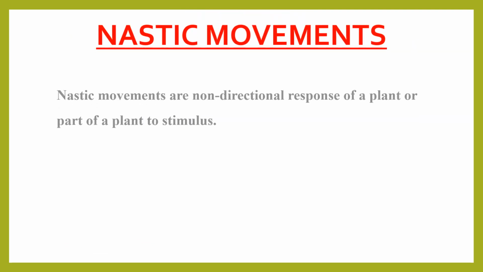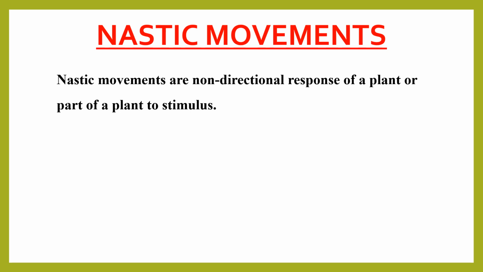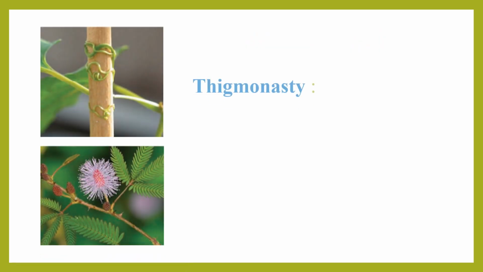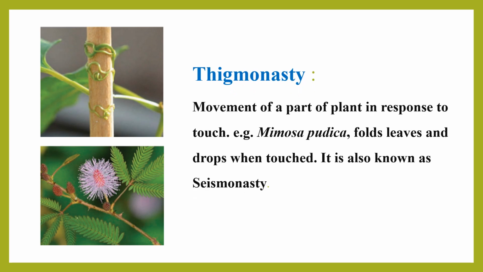Nastic movements. Nastic movements are non-directional responses of a plant or part of a plant to a stimulus. Types of nastic movements: thigmonasty, photonasty, thermonasty. Thigmonasty: movement of a part of a plant in response to touch. Example, Mimosa pudica folds its leaves and drops when touched. Thigmonasty is also known as seismonasty.